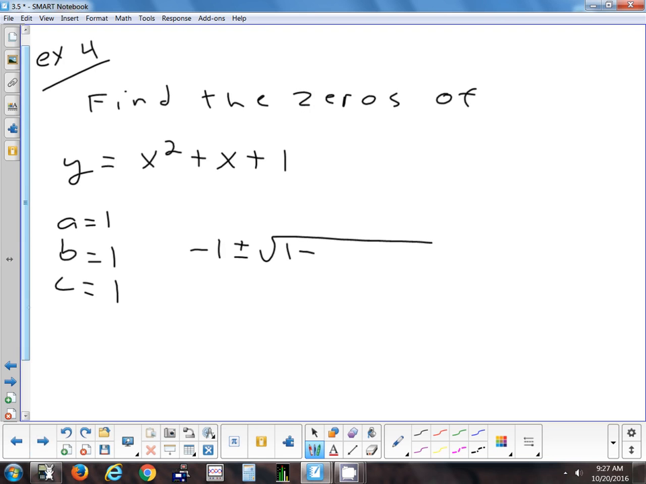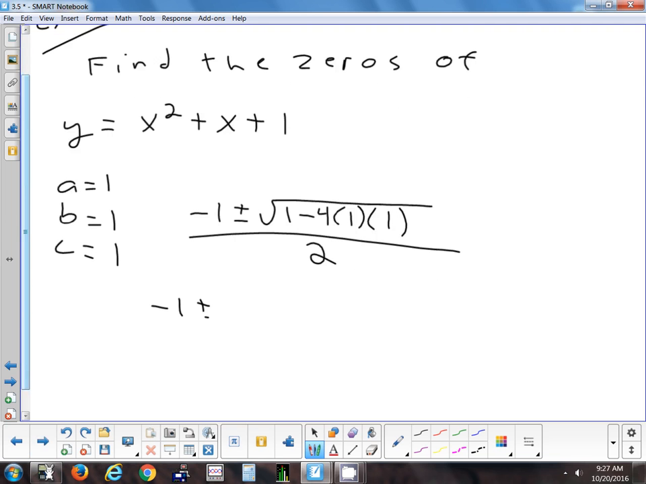Minus 4 times A and C, divided by 2A, which A is 1, so 1 times 2. 1 times 2 is 2. Okay, so we get negative 1 plus or minus the square root of, I just did 4 times 1 times 1.